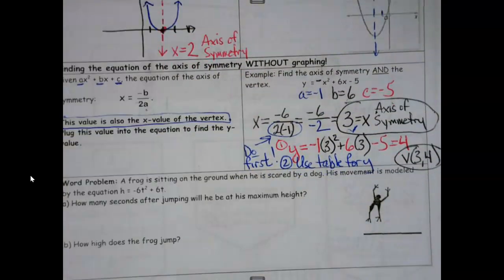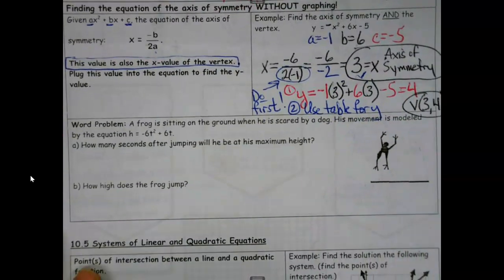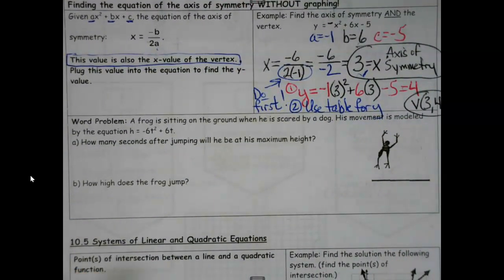Oh my gosh, a word problem. Look out. We got a frog, people.